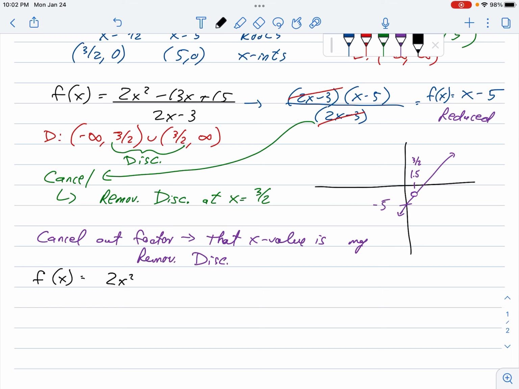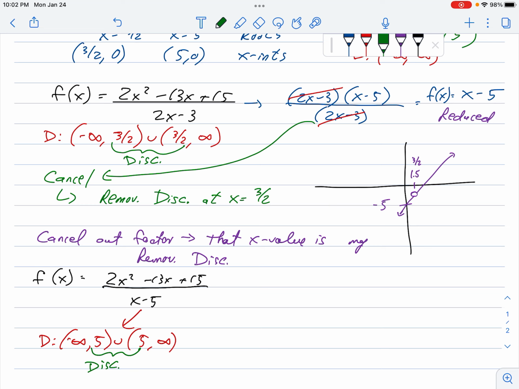If I have the exact same function's numerator, and I make the denominator x -5, I'm going to do the same steps. First is domain. This time, the one value I can't use is the number 5. And that comes from here. Once I'm skipping a value in my domain, that means I have a discontinuity somewhere.